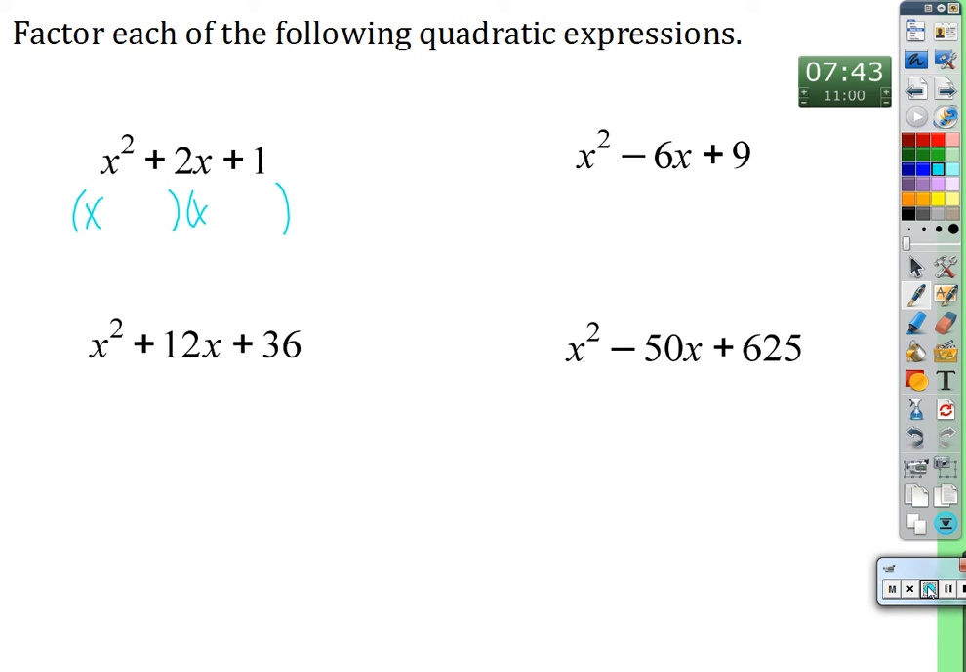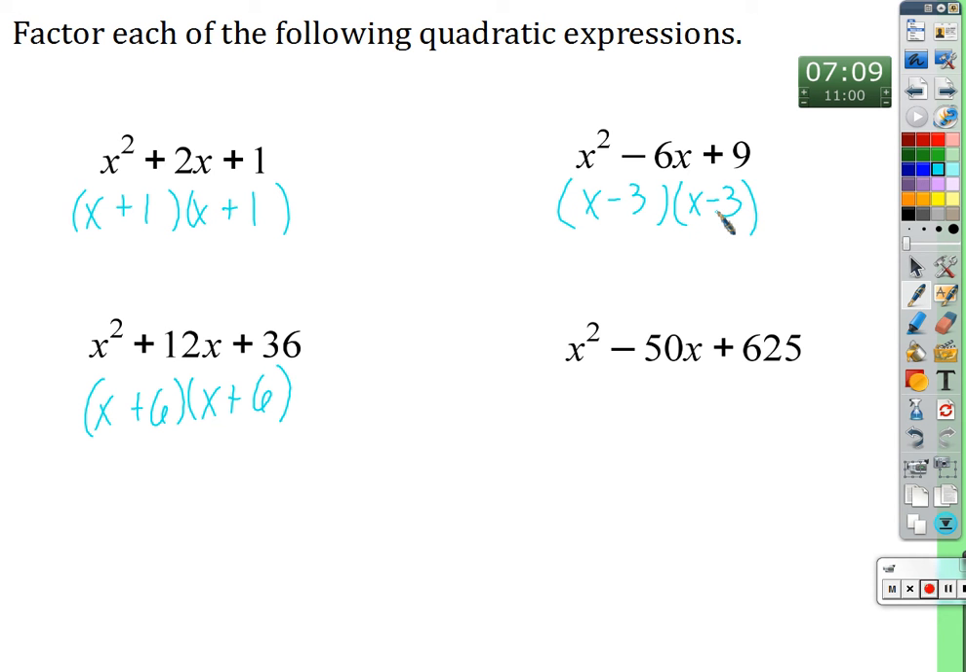All right. Has anyone factored the first one? Okay. Got the next one, x plus 6, x plus 6. I have the next one. Hunter? X minus 3, x minus 3. And the last one? X minus 25, x minus 25. Okay, yes.